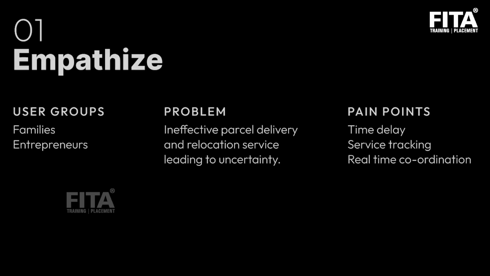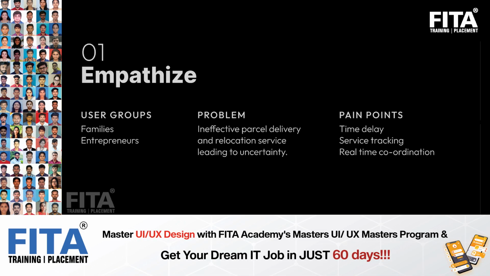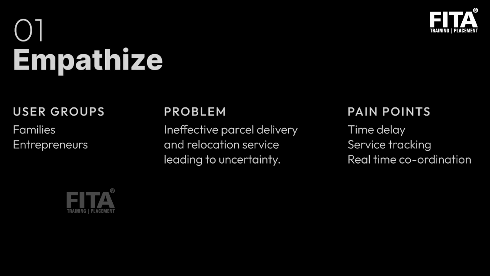It is called Hall. It's a mobile app for logistics applications. So let's see my project in 5 different phases one by one. The first phase is to empathize, to understand the users and their problems. The main user groups were families and entrepreneurs.